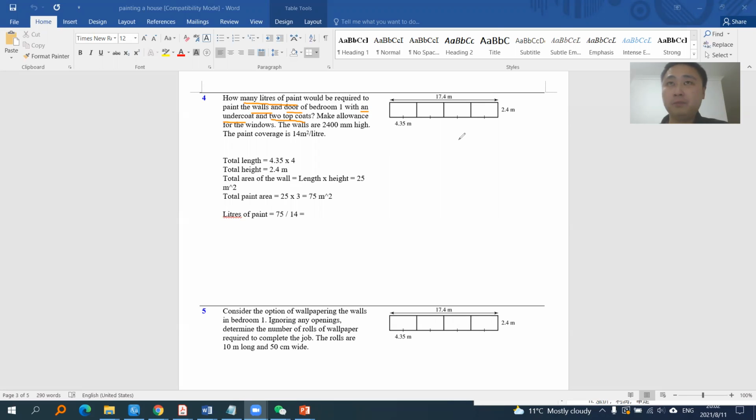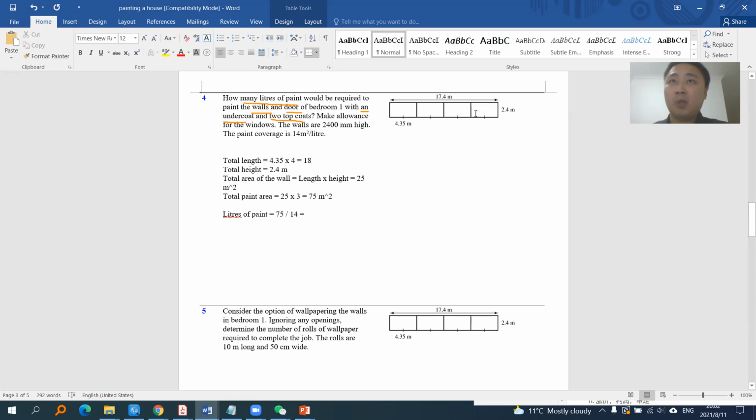For the data I give you, there are 4 walls in the bedroom. Each wall is 4.35 meters long, and we have 4, so for the total length of the wall, we can use 4.35 times 4. And you can get a total length, for example, roughly 18. So I just give you a rough answer. It's not exactly the same, just to give you an idea.